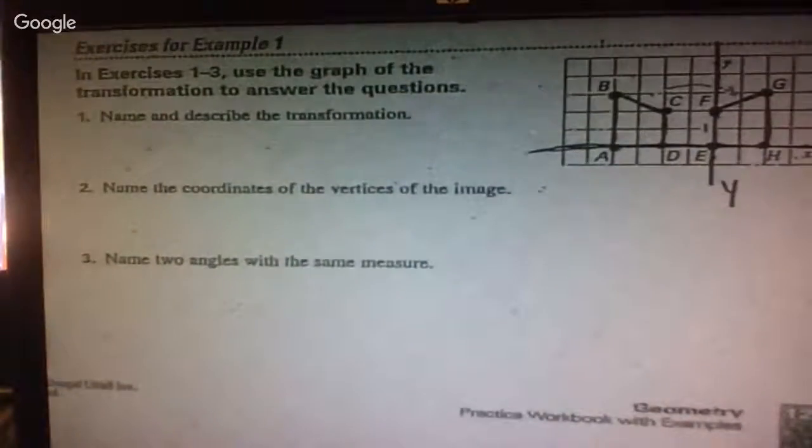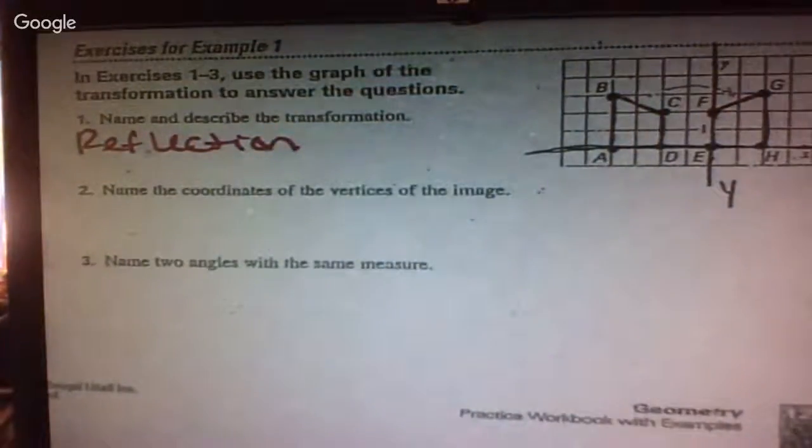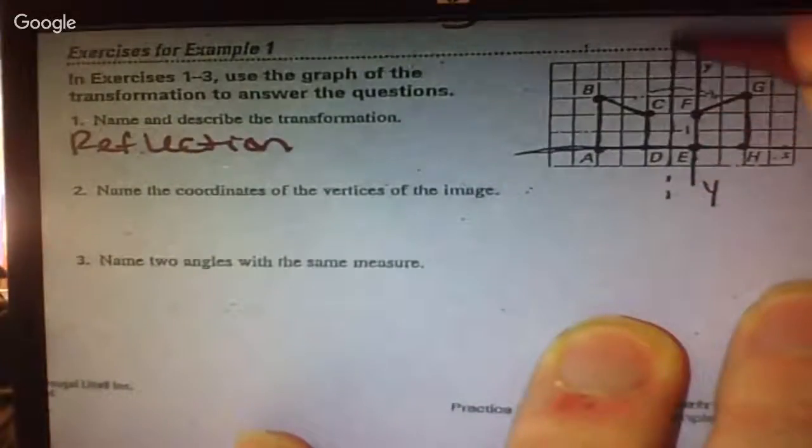Name and describe the transformation. What's happened here? It's a reflection too, right? This is still a reflection. My line of reflection, though, is right here.